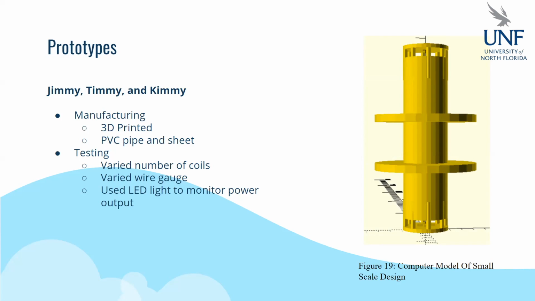An LED strip was used to measure the power output. If it lit up, the device was working. If it didn't, we would just make a new prototype to improve its design. Once we proved that this design worked, we moved on to the next step, the intermediate WEC design.